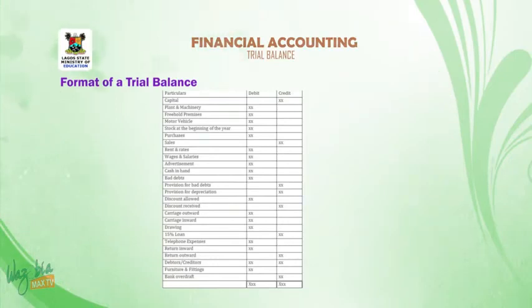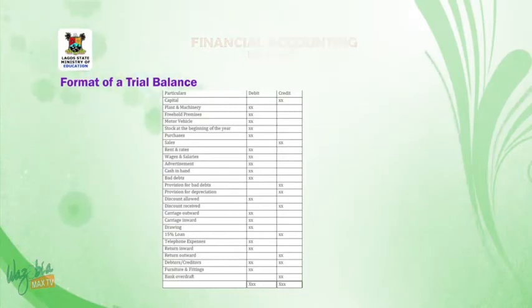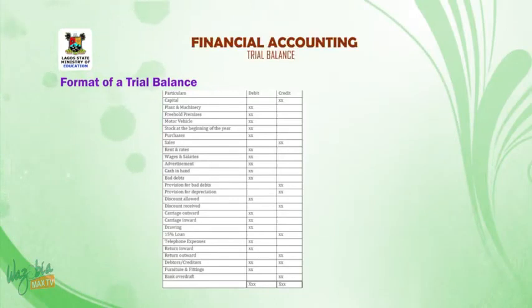Plant and machinery is an asset, is taken to the debit column of the trial balance. Freehold premises is an asset, is taken to the debit column of the trial balance. Motor vehicle is an asset, is taken to the debit column of the trial balance. Stock at the beginning of the year is an asset, is taken to the debit column of the trial balance. Purchases is an expense, is taken to the debit column of the trial balance.